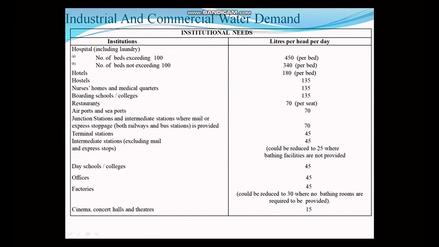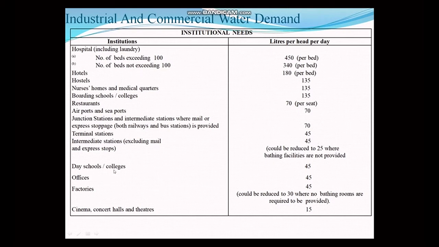For restaurants, the required water supply is 70 liter per day per seat, not LPCD. For airports and seaports, the required water supply or water demand is 70 LPCD. For junction stations and intermediate stations where mail or express stoppage is provided, the required water supply is 70 LPCD. For terminal stations, the required water supply is 45 LPCD. And for the intermediate stations, the required water supply is 45 LPCD.